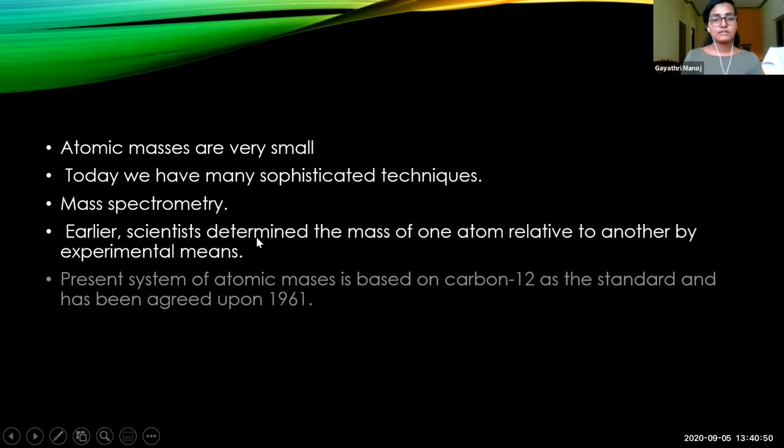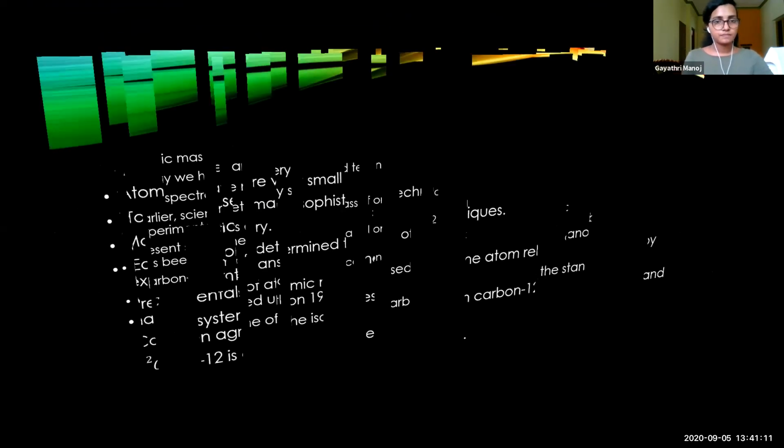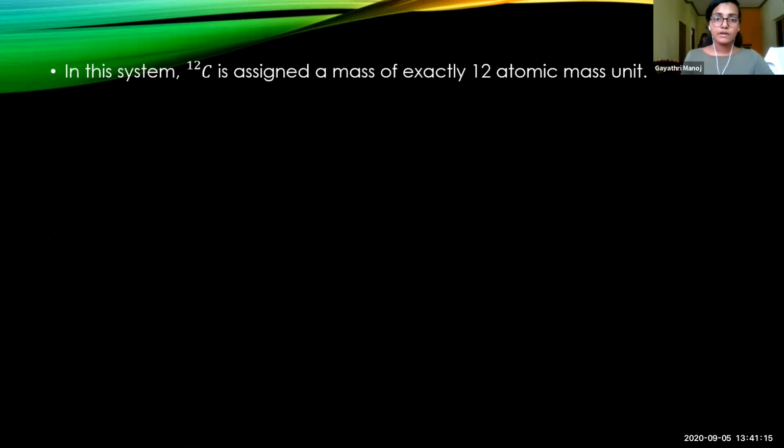But the present system of atomic masses is based on carbon-12 as the standard, and it was agreed upon in 1961. And what is this carbon-12? It's nothing but one of the isotopes of carbon, and it is represented as carbon-12. Now, in this system, carbon-12 is assigned a mass of exactly 12 atomic mass units.